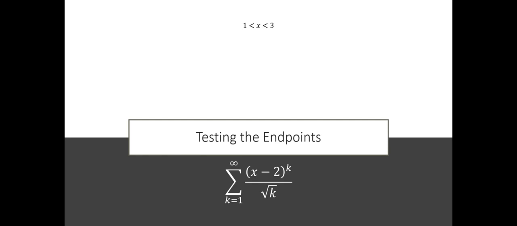And so now I don't know what's happening at 1 and at 3 though. I'm almost there, but I need to also test these endpoints. So I'm going to take those endpoints and plug them into the series. In place of the x, I'm going to plug in 1 right here, and then simplify this. And I get this series here, which looks like an alternating series. So I would run the alternating series test on this to see if it converges or not.